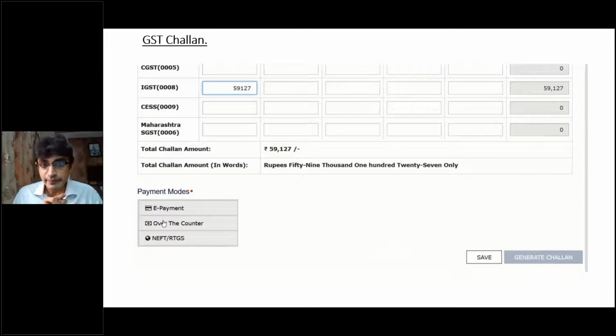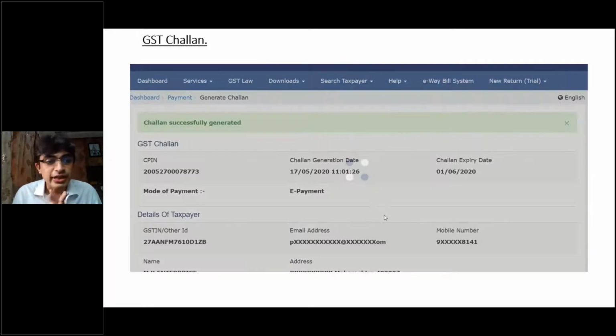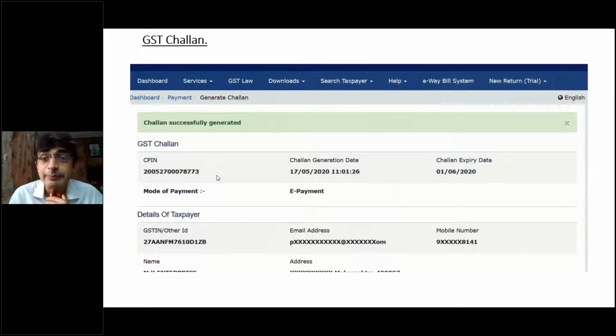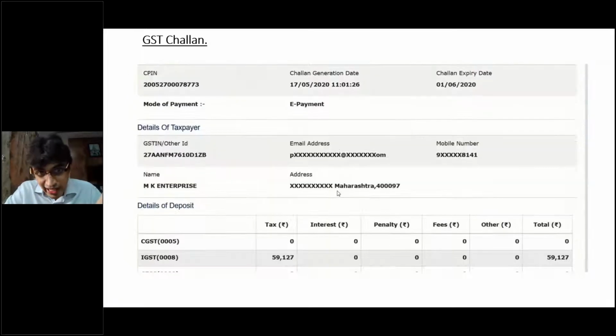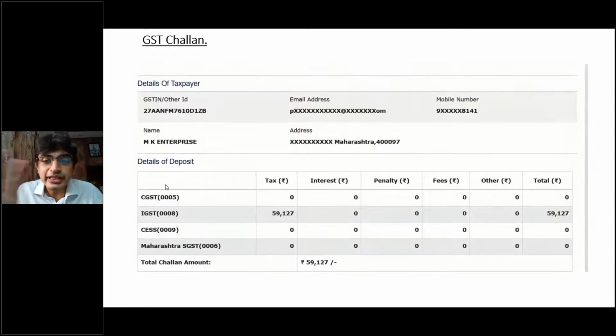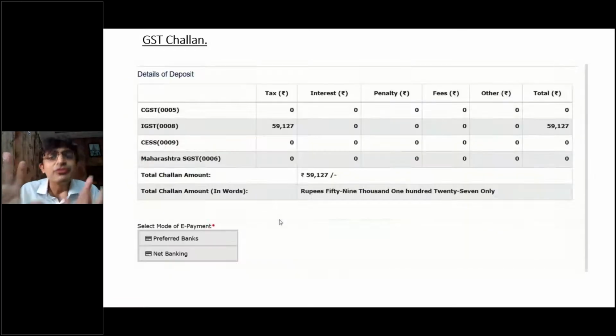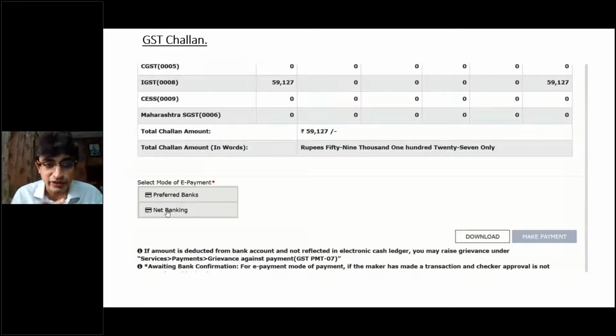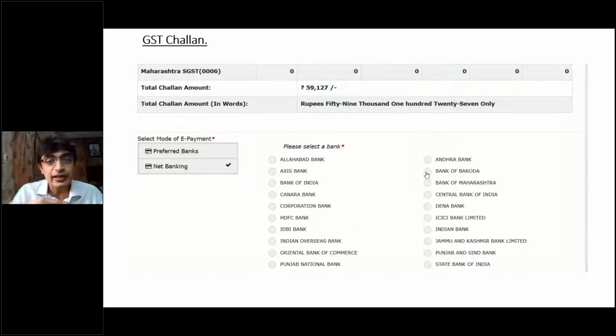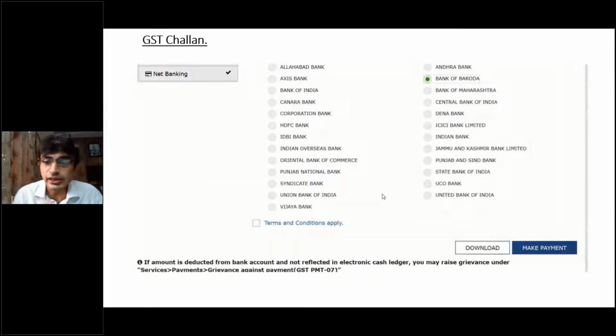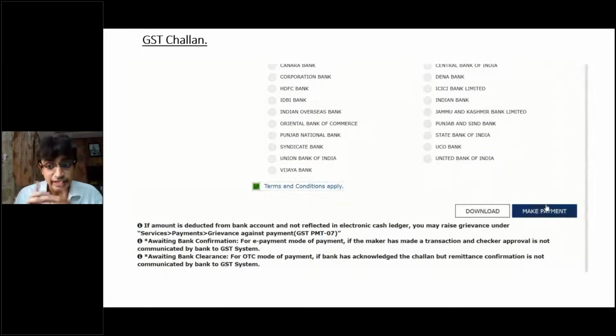You click on e-payment, and three options are there. You can make online payment, NEFT, anything. And when you generate the challan, you get a 14-digit CPIN number, Common Portal Identification Number. This challan is valid for 15 days. You can pay this within 15 days. After that, a new challan is required. And then you have to select your bank and make the final payment.